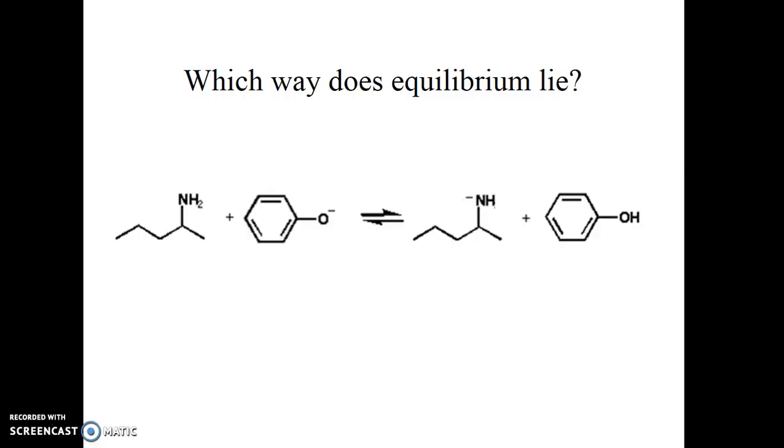Which way does equilibrium lie here? Again, which is the stronger base, the alkoxide or the amide, the amine anion? Well, this is a stronger base, so what happens? This side is favored.